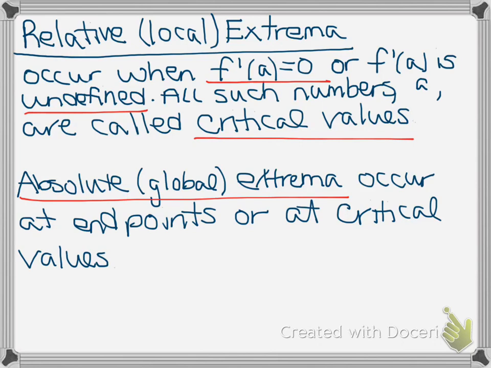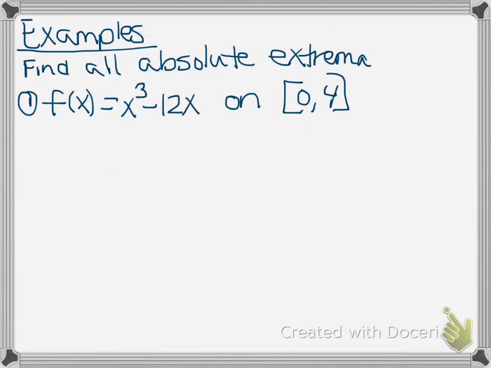Absolute extrema can occur at critical values or endpoints. And that's what we're going to do when we start to do our handful of examples that we're going to tackle right now. So, example 1. Find all points of absolute extrema from f of x equals x cubed minus 12x on the interval from 0 to 4. Step 1. Let's talk about our prerequisite.